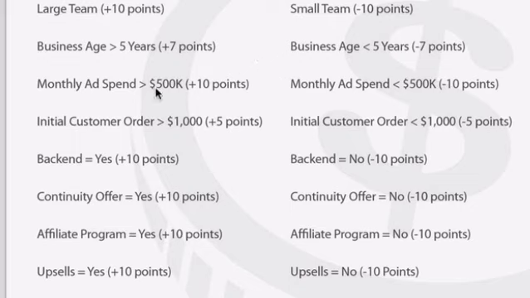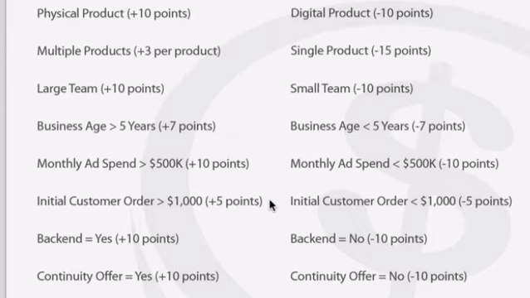If they seem to be spending more than $500,000 a month, that's plus 10. If they seem to be spending less than $500,000 a month, it's minus 10. If their initial customer order is around $1,000, that's plus 5. If it's less than $1,000, it's minus 5. If they have back-end products that they start selling us, it's plus 10. No back-end, it's minus 10. If they have a continuity offer, it's plus 10 points. If there's no continuity offer, it's minus 10. If they have their own affiliate program, it's plus 10. If they don't have an affiliate program, we take off 10. And last but not least, if they have upsells, it's plus 10. If there are no upsells, it's minus 10.